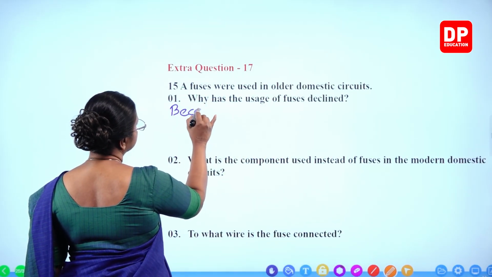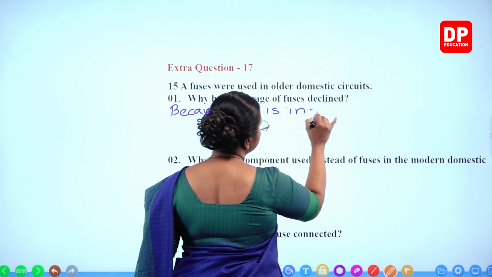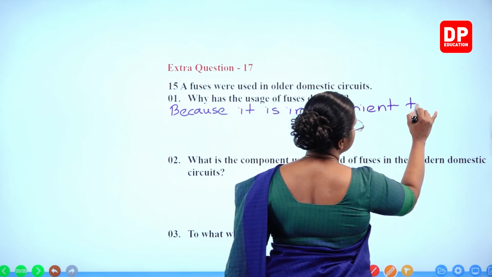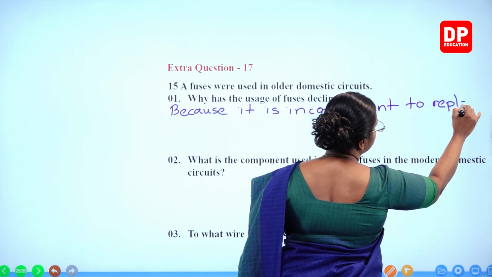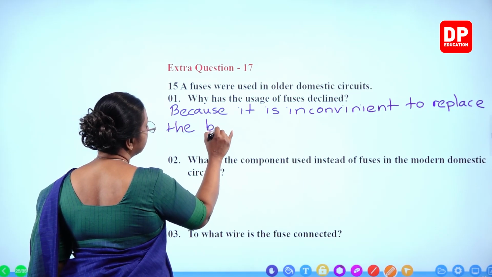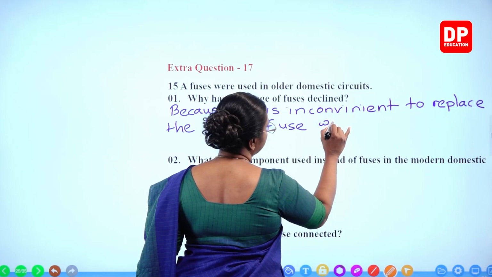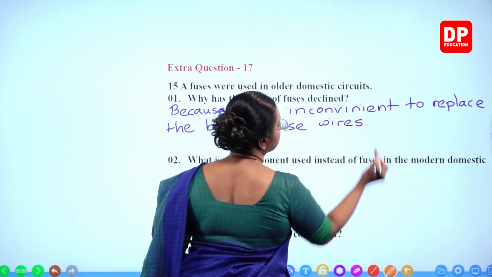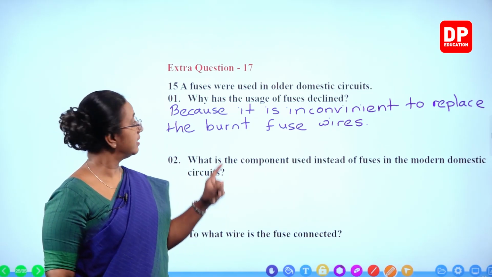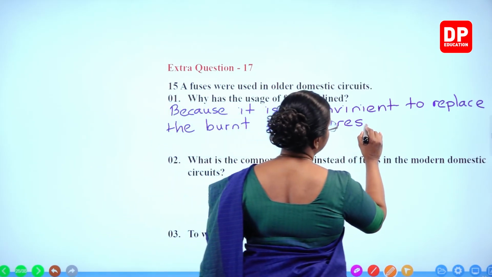Because it is inconvenient to replace the burnt fuse wires. So because it is inconvenient to replace the burnt fuse wires, the usage of fuses has declined. We can complete the sentence.